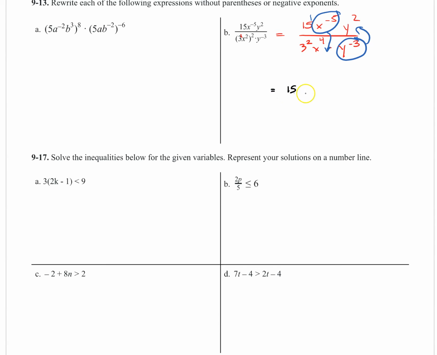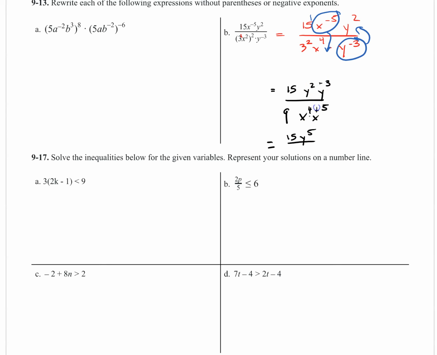So we get 15 y squared, y to the power positive 3. Don't forget that you cross the line and change the little sign. And that's over 9x4, x to the power positive 5. So I did 3 squared, which is 9. Okay, so now when you multiply two of the y's together, y squared times y cubed, that's y to the power 5. Remember, you add the exponents.